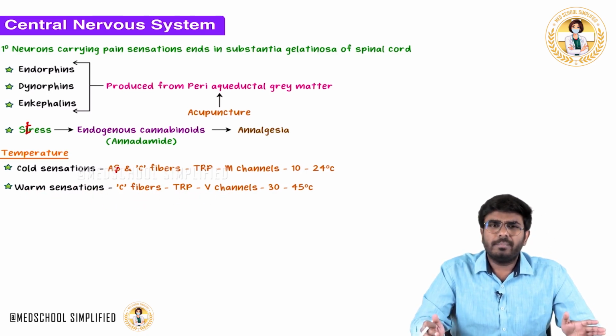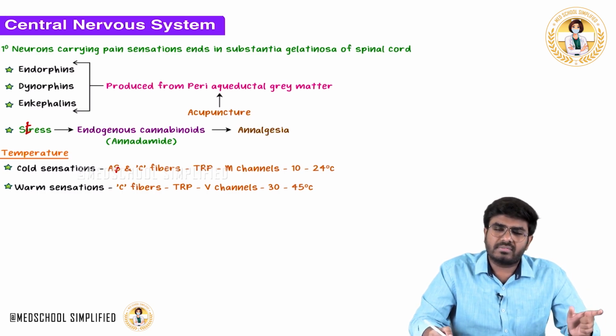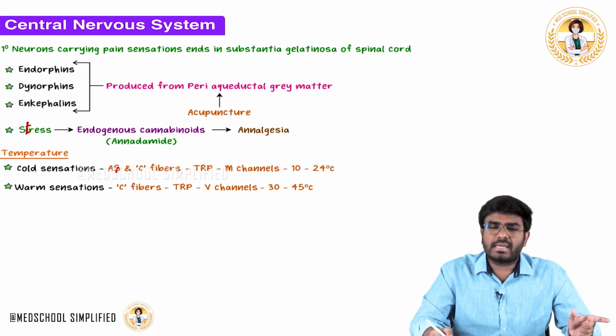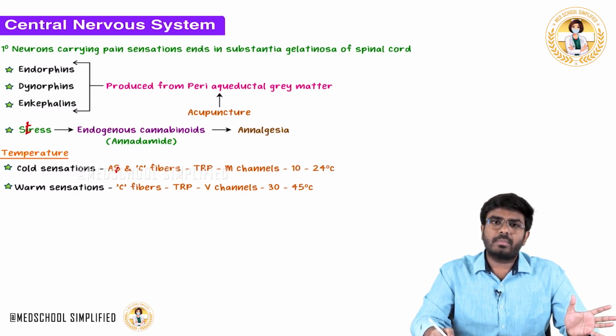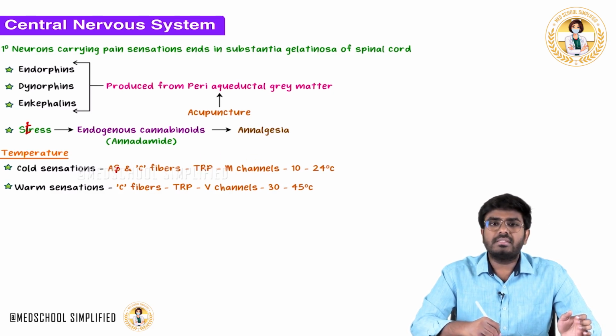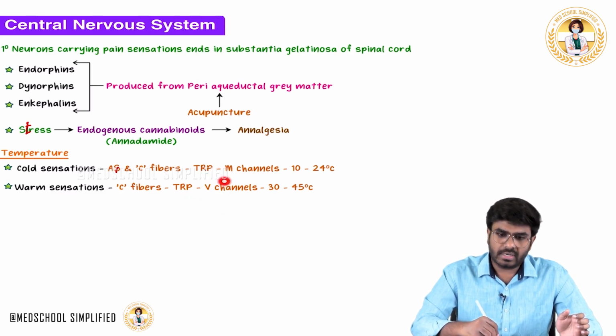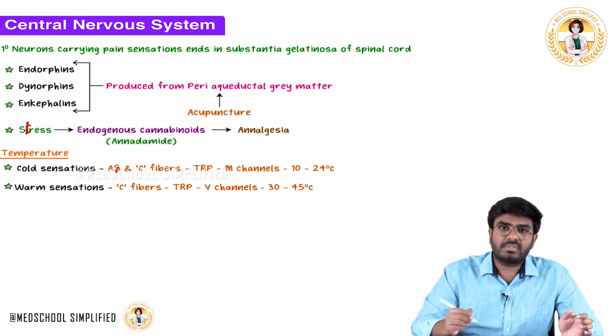So it's a very small topic. Direct questions: cold sensations are carried by A delta fibers as well as C fibers, and warm sensations are carried by C fibers. Which channels are present on pathways where cold sensations are being transmitted? TRPM channels. TRPV channels are present on the fibers which are carrying the warm sensations.